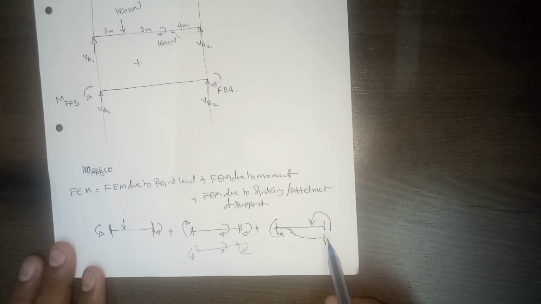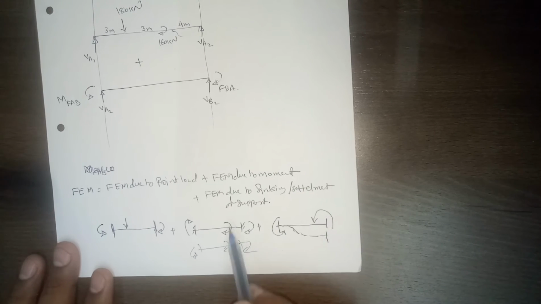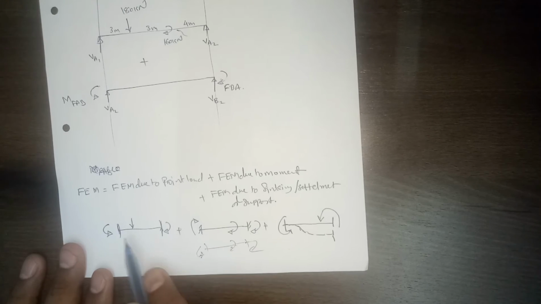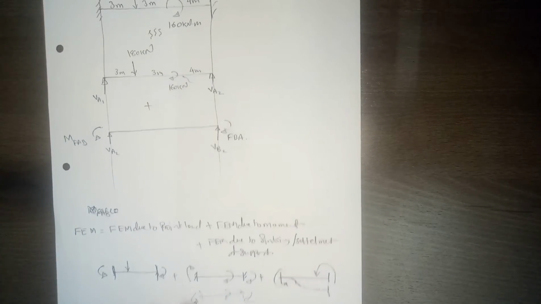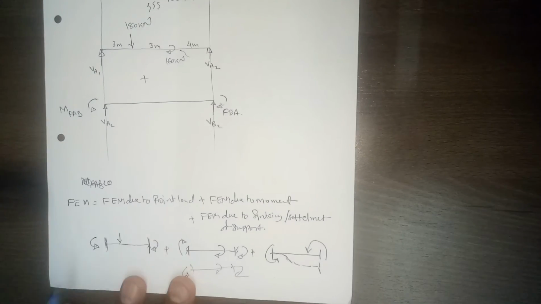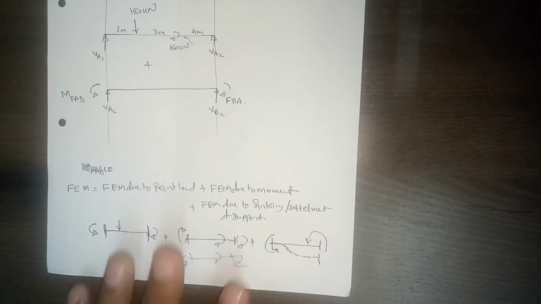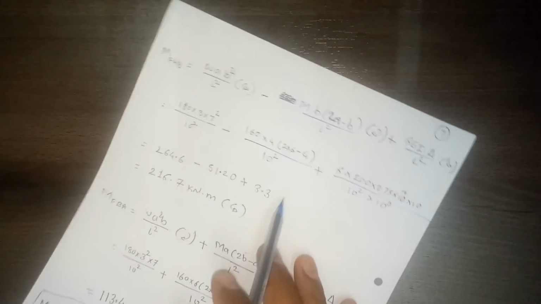It is the same for the settlement of the support. If your right hand support settles, then the moment developed at both ends will be in anti-clockwise direction, whereas if it is the left hand, then at both ends it will be in the opposite direction. This is anti-clockwise, this is anti-clockwise; here it is clockwise, clockwise. This is an important part in this problem. The remaining thing is again the same.